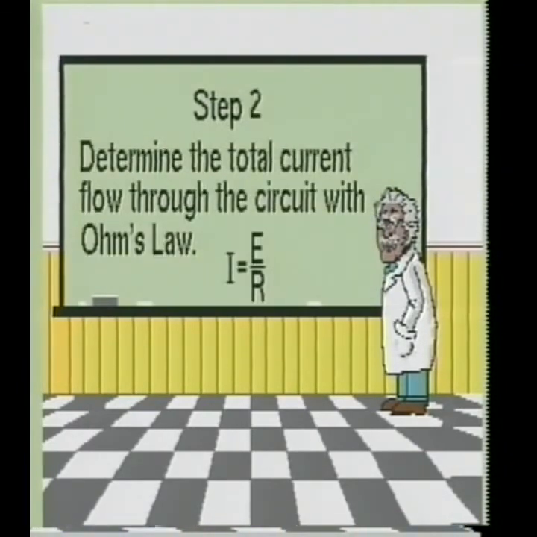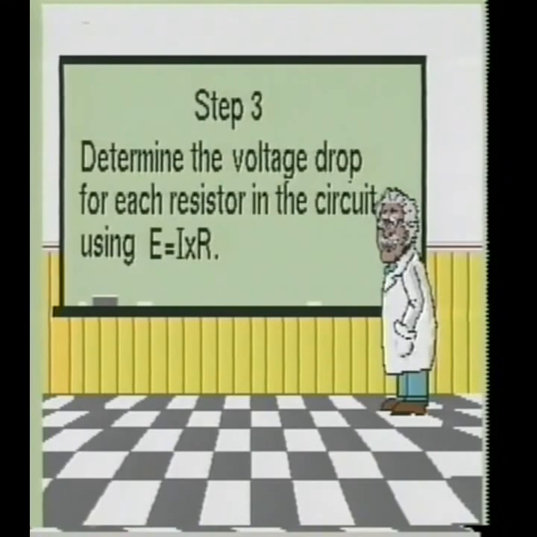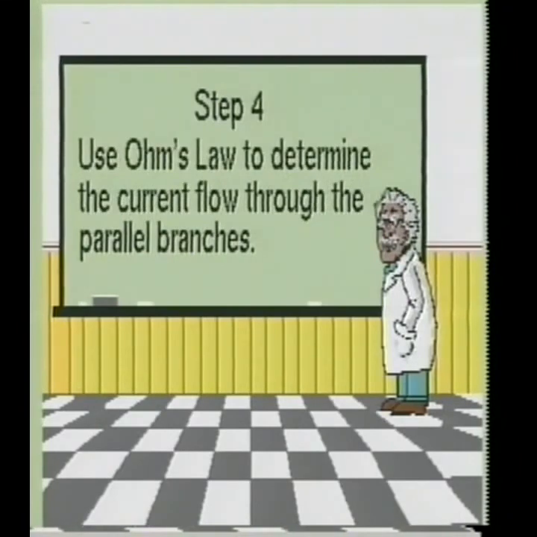The next step is to figure for the total current flow through the circuit. This was accomplished by using Ohm's law formula I equals E over R. Ohm's law was used extensively throughout this program. Once we knew the current flow, we were able to calculate for the voltage drop across each resistor by using Ohm's law equation E equals I times R. When we had finished this process, we knew the total resistance of the circuit, the total current flow through the circuit, the current flow through each device in the circuit, and the voltage drop across each device in the circuit.